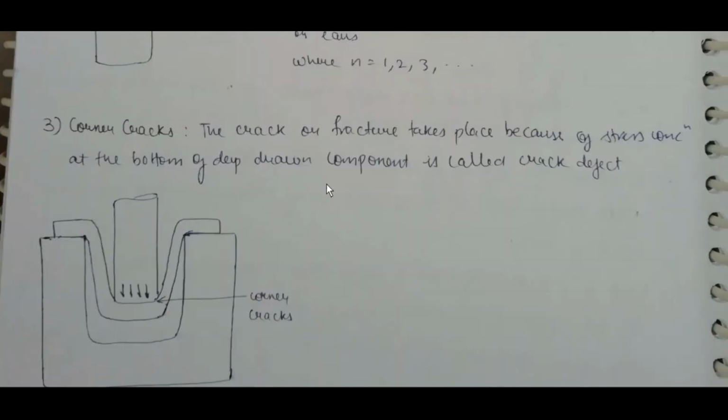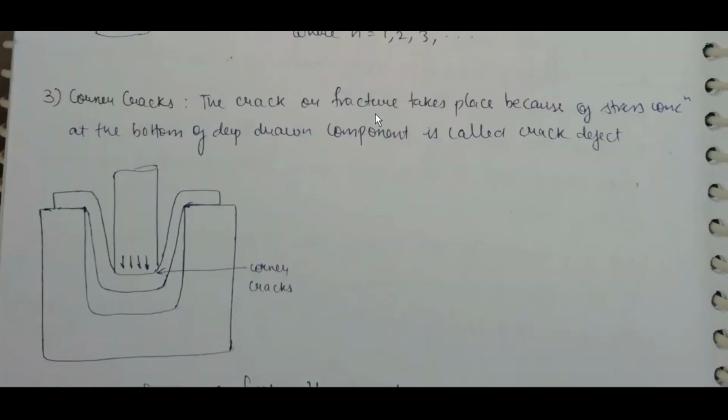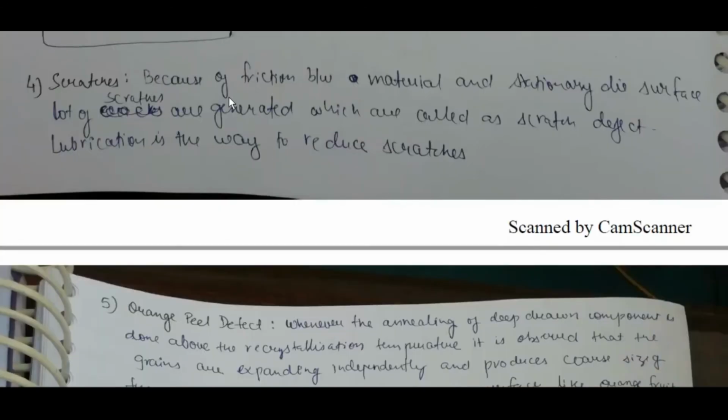Corner cracks. The crack or fracture taking place because of stress concentration at the bottom of the deep drawn component is called crack defect. This is corner cracks. Scratches: because of friction between the material and the stationary die surface, a lot of scratches are generated, which are called scratch defect. Lubrication is the way to reduce scratches.